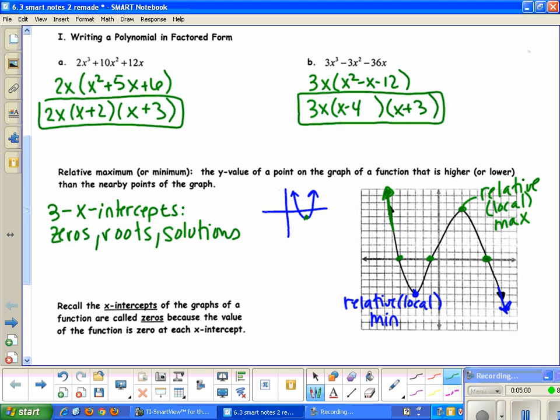Also remember that your relative max or relative min value is usually the y value of your coordinate ordered pair, but when we're graphing these, we're going to need both the x and the y.